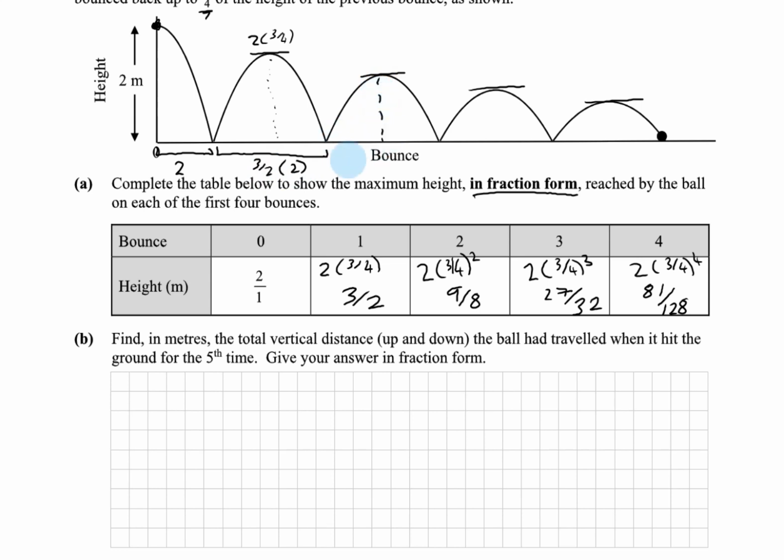Then, using the same logic here, the max height for this is 9/8, but again it's happening up and down, so it's multiplied by 2, and so on and so on. So 1, 2, 3, 4, and this is the 5th bounce. So 27/32 multiplied by 2 and 81 over 128 multiplied by 2 as well.